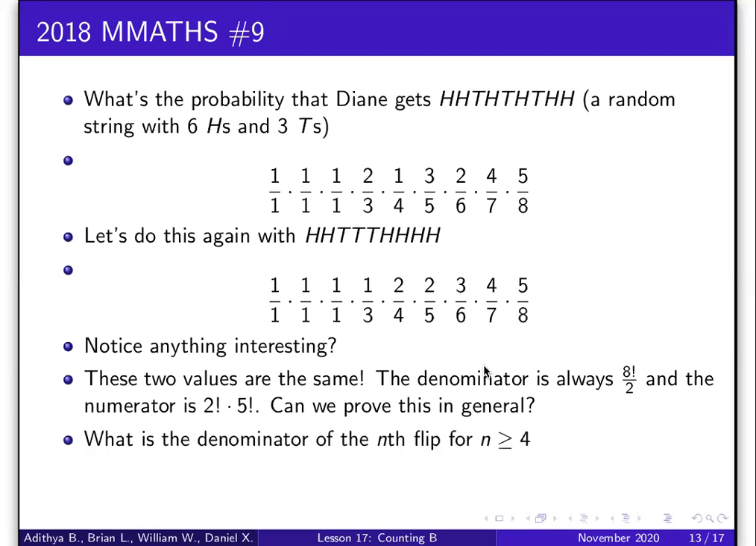So let's try to prove this in general. First of all, the denominators are pretty easy. The denominator of the nth flip, when n is at least 4, is always n minus 1, because by definition, it's just the number of flips which occurred before the nth flip. So when we express all our fractions in unsimplified form, our denominators are always 1, 1, 1, 3, 4, 5, 6, 7, 8, which means that their product is always 8 factorial over 2.